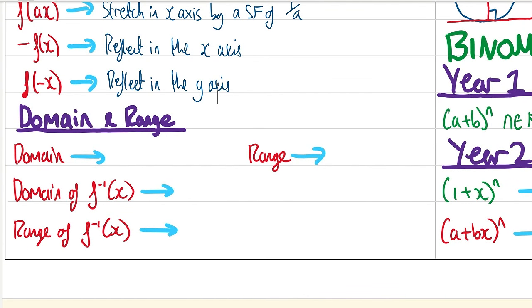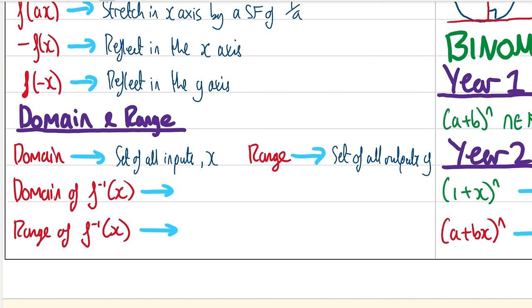And over to everyone's least favourite question, domain and range. The domain is the set of all inputs, which we label as x, and the range is the set of all outputs, which we label as y. The domain of the inverse function is the range of the original function, and the range of the inverse function is the domain of the original function. So they swap over.